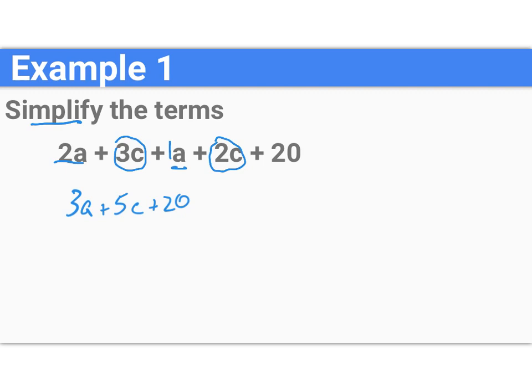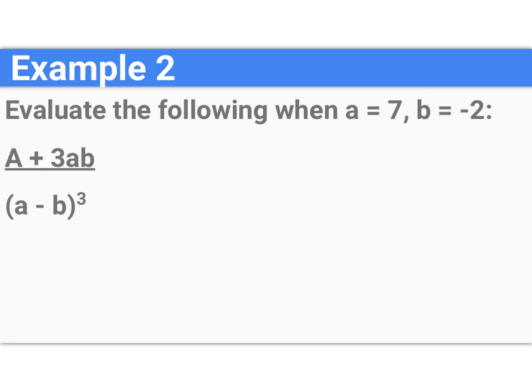Also, in alphabetical order, they come first. So A will always go to the furthest left. So they go in alphabetical order as well. And that's why the answer is the way it is.